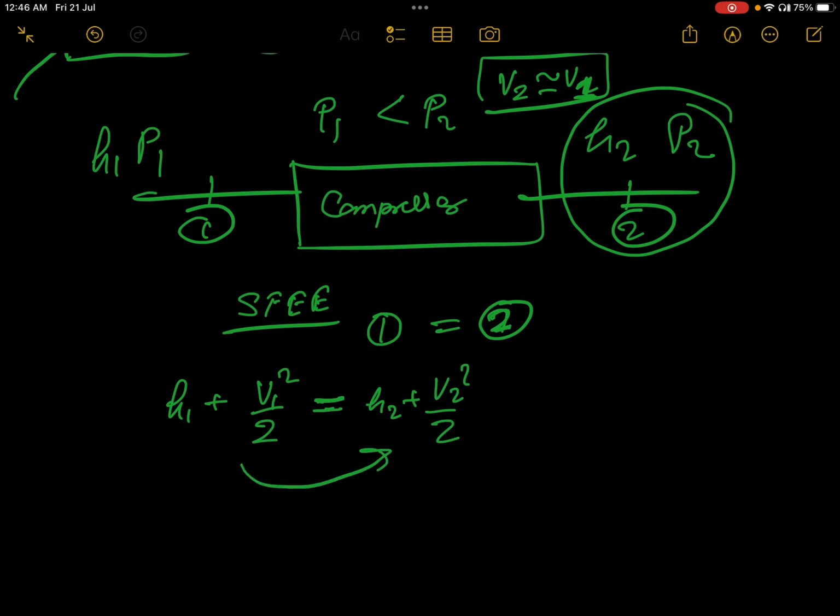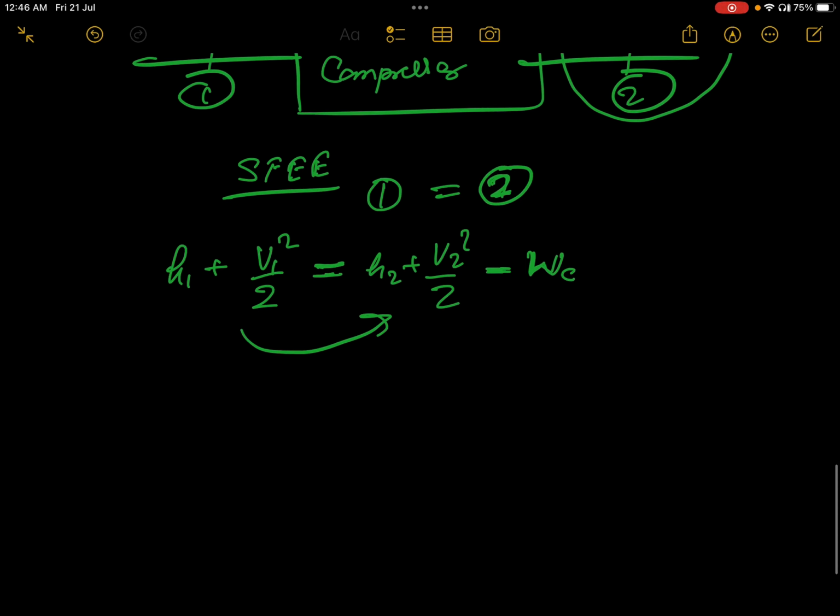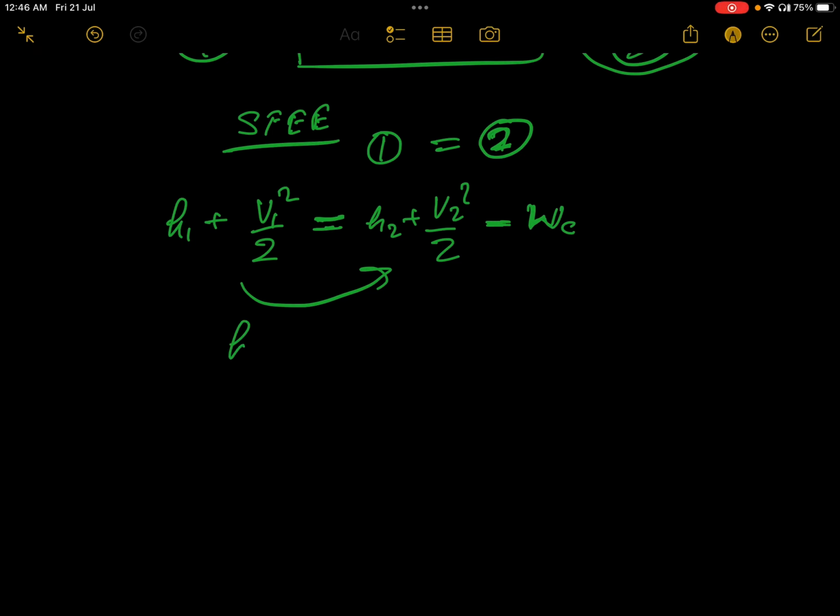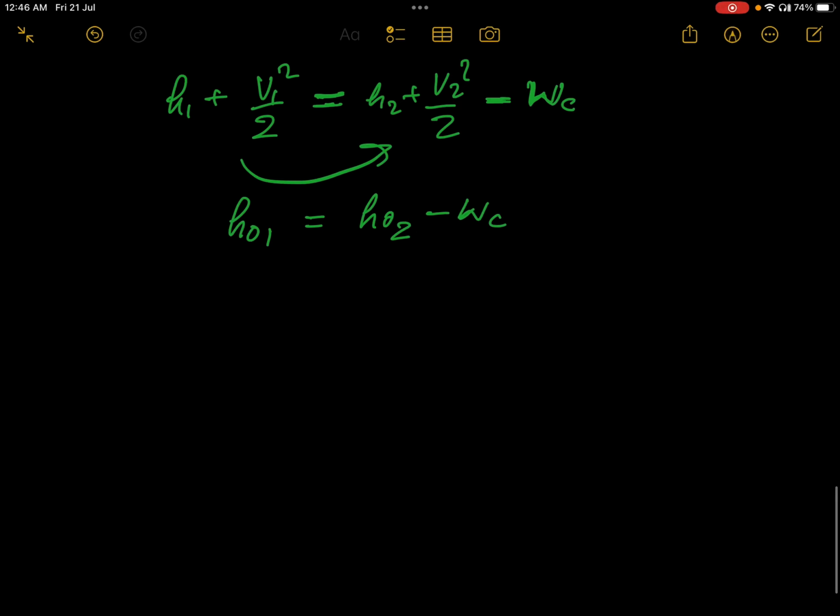So what the compressor does is that we have to apply more work. We need to subtract the compressor work here, then this will balance. So we can say that the stagnation enthalpy at state 1 is equal to stagnation enthalpy at state 2 minus compressor work. How are we getting the compressor work? We are delivering the compressor work.